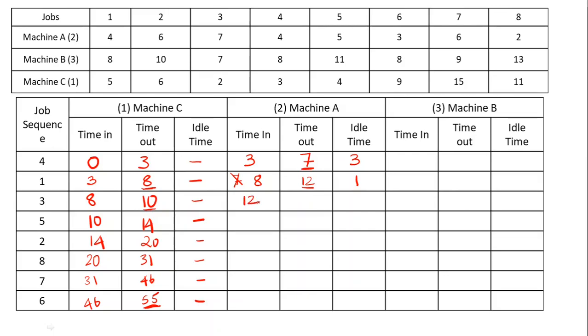So over here, 12th hour. After this, the machine can exactly start, because in the 10th hour itself, job 3 is completed in machine C. So 12 will be filled over here, which means now the idle time is not present for machine A. So 12, and again job 3, we have 7 hours to be completed, so it is 19 over here.